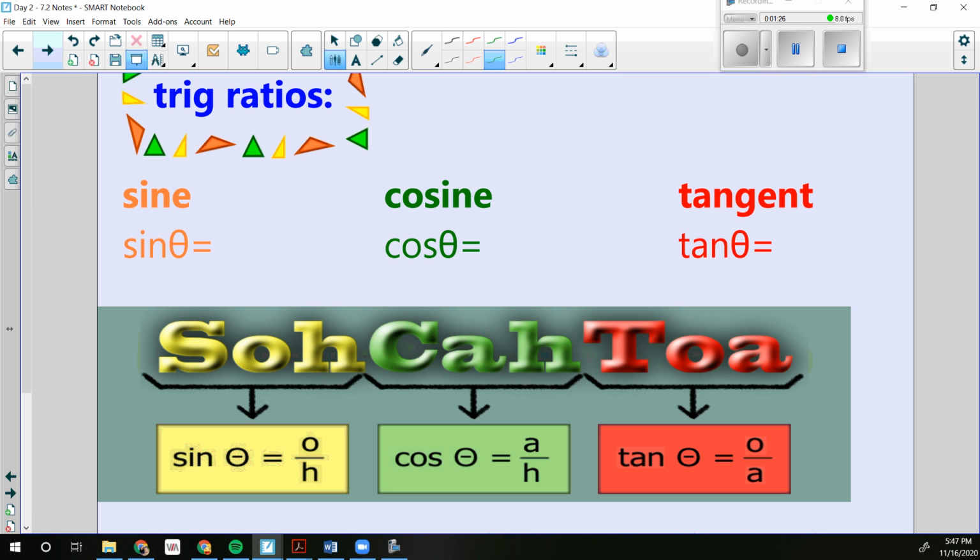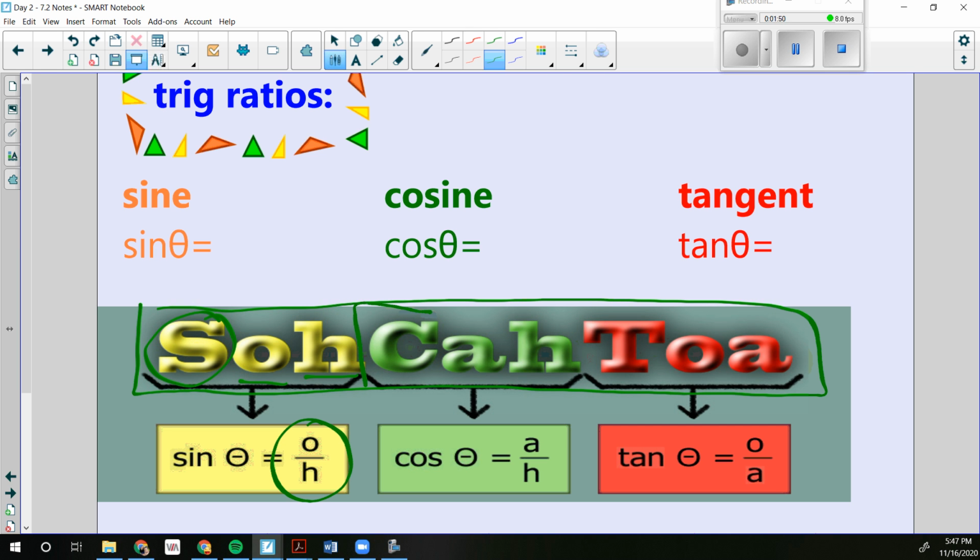All right, those are important because we have sine, cosine, and tangent that depend on which angle we're using. And we have the word SOHCAHTOA to help us out, where if we have sine, we're going to use the S, the first three letters, which are going to give us the opposite side over the hypotenuse, opposite over hypotenuse.